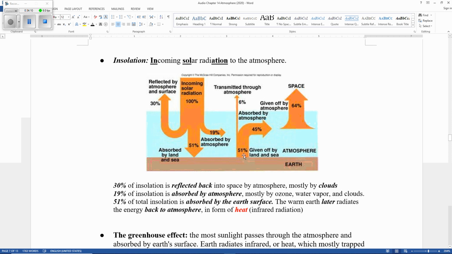Then later, the Earth gives the energy back to the atmosphere. The reason is the greenhouse molecules: the light can check in, but the heat cannot check out. So the heat is trapped in the atmosphere. This is very important. Otherwise, the daytime would be too hot and the nighttime too cold, if the greenhouse molecules could not keep the heat in the atmosphere.